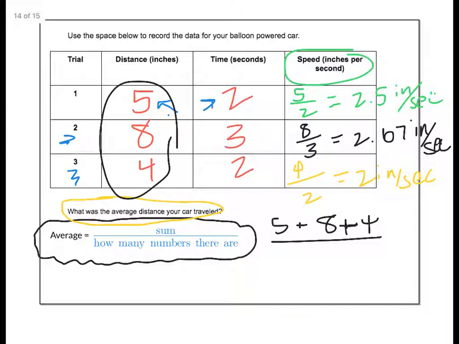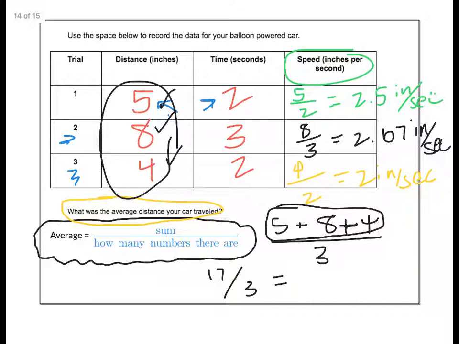And I divide by how many numbers there are. Well, there's 1, 2, 3 numbers. So I have to divide that by 3. So I'm going to do 5 plus 8 plus 4 first. So 5 plus 8 is 13, plus 4 is 17. And then I need to divide that by 3 to get my average distance. So I'm going to do 17 divided by 3, and I get 5.67 inches. So on average, my car went about 5.67 inches.